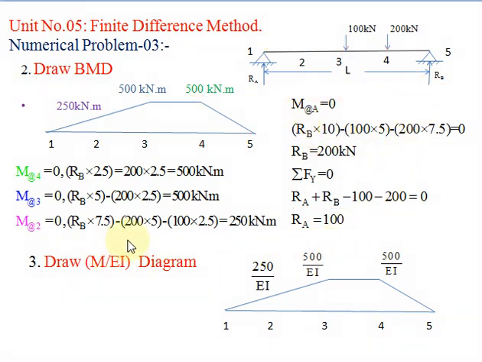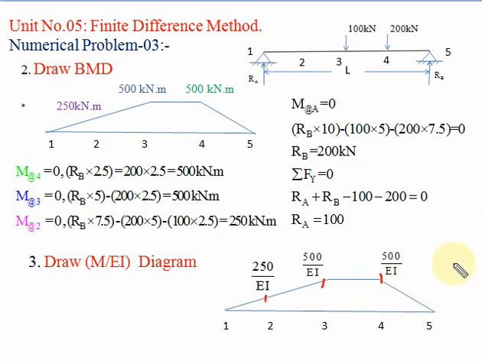After drawing the bending moment diagram, the next step is to draw the M upon EI diagram. Whatever bending moment diagram you draw, divide those values by EI. So at node 2, the value is 250 upon EI. At node 3, 500 upon EI, and at node 4, again 500 upon EI.